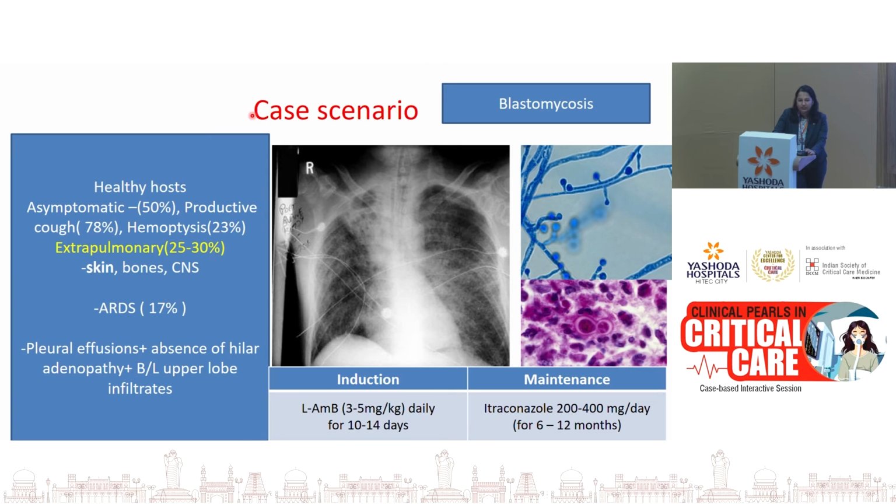So in patients who have a history of travel to the Americas, we can have a high level of suspicion for this disease. And the management of these patients includes an induction phase of liposomal amphotericin B followed by maintenance with itraconazole.